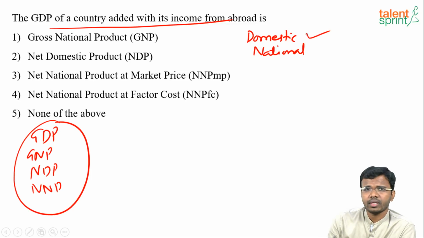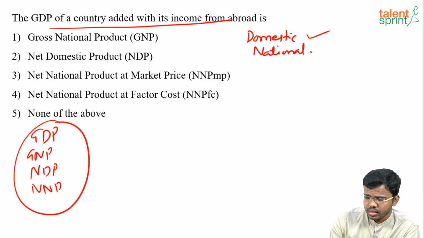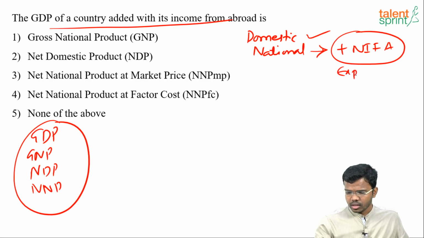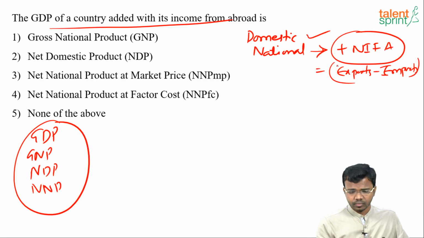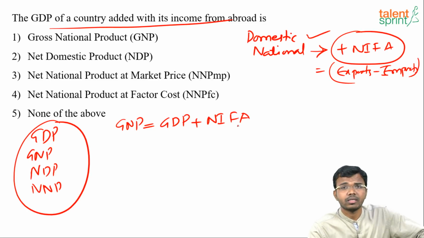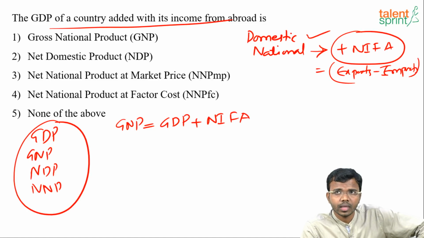Domestic means we know, suppose if it has a domestic airport, only the domestic airlines will be flying. So now international means when I add exports and imports, net income from abroad. That means exports minus imports is nothing but net income from abroad. So when I add it, GNP, gross national product, is equal to GDP plus NIFA. It is called gross national product. Clear everyone? Yes?